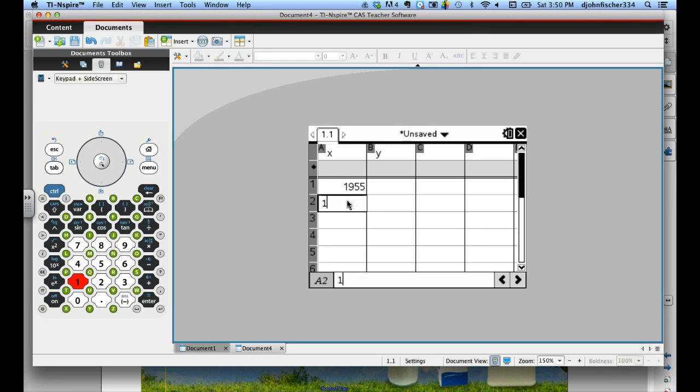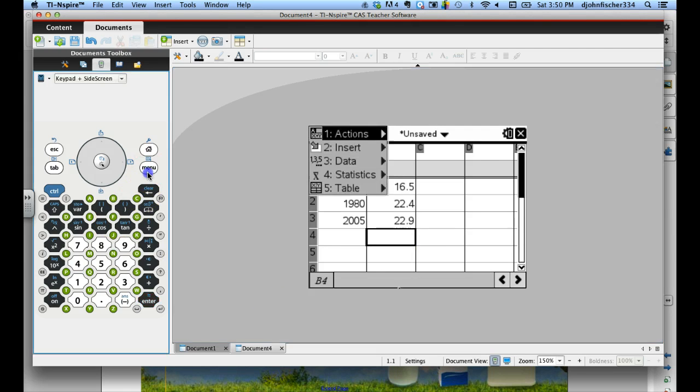1980. 2005. Y is going to be 16.5, 22.4, and 22.9.